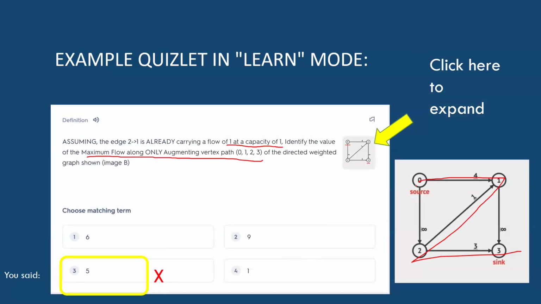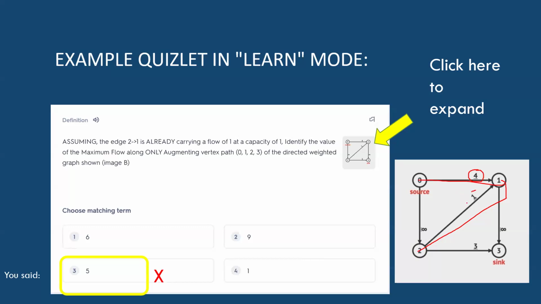Where did I go wrong here? So it would be a 4 in this particular case. 3, 5, or not a 5. Wait a minute. Let's do this math here. Hold on one second. So we would start at 0. We want to go along the 1, so we can go to a capacity of 4. Okay. We could go along over the 2.